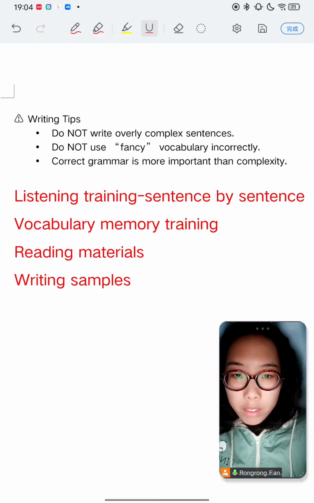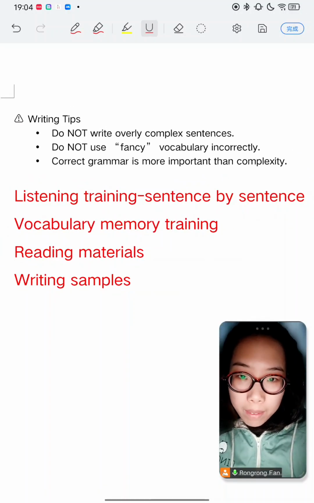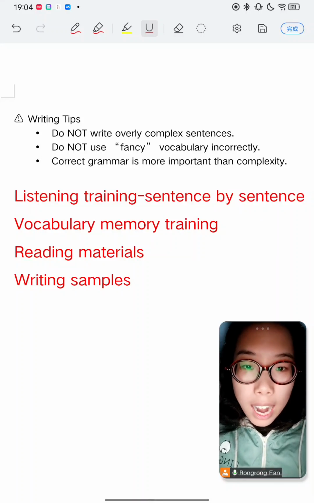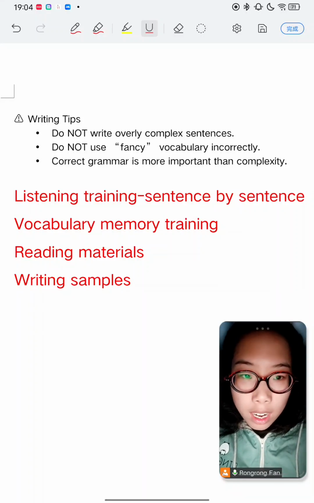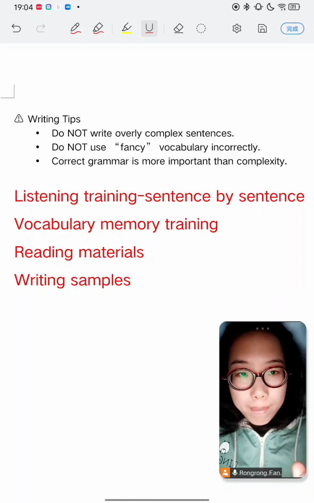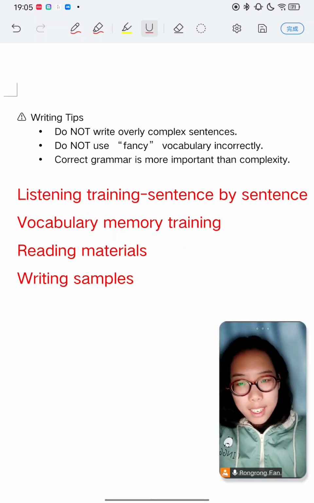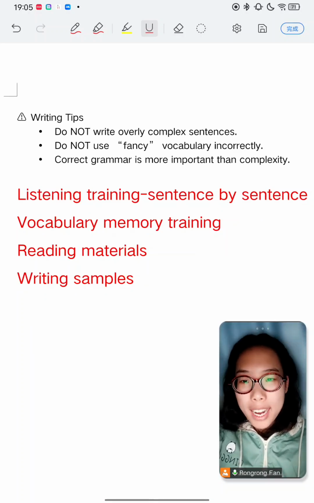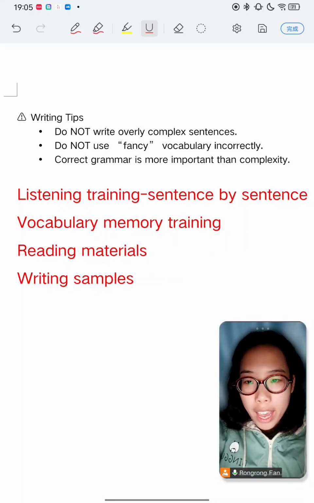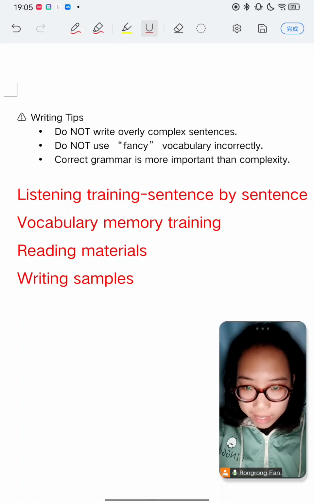Okay, these three only tell you one thing: pay attention to accuracy instead of complexity. Okay, this is the writing part. That is all I want to say about the HSK3 structure in today's video.